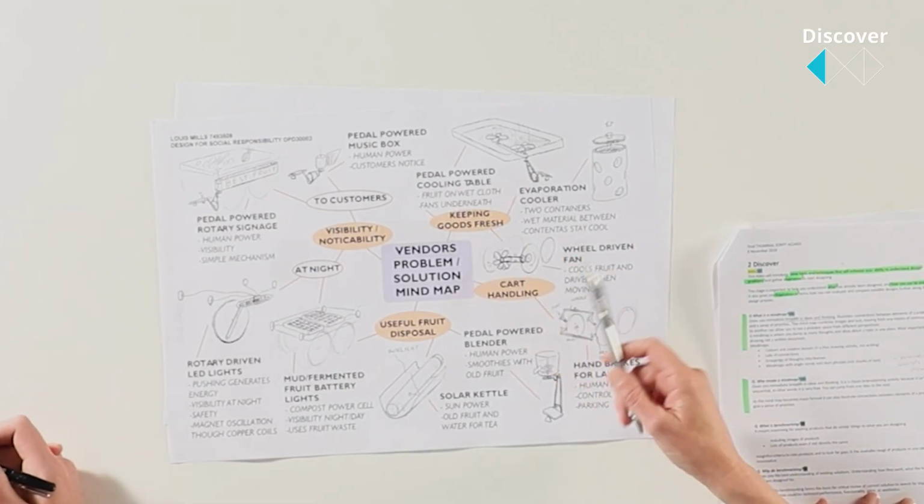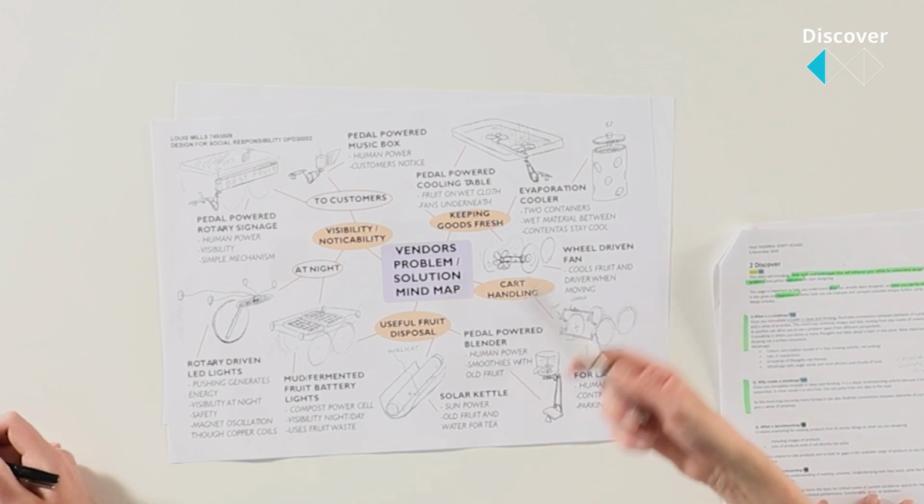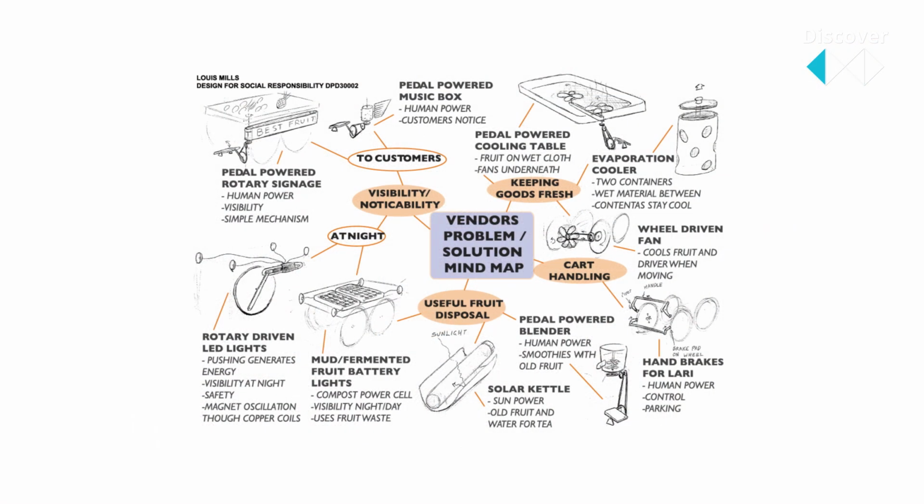And so what are some of the things that vendors in India, people that sell things on the side of the road, what are some of the issues that they have to address in their daily life? Things like customers, handling the cart, storing the food. And you can see in this mind map that not only are there words, but there's images as well. So moving from a word to an image can be a really important design step. It can be a leap of analysis, it can be a leap of creativity.